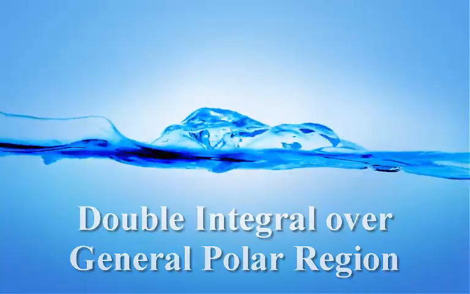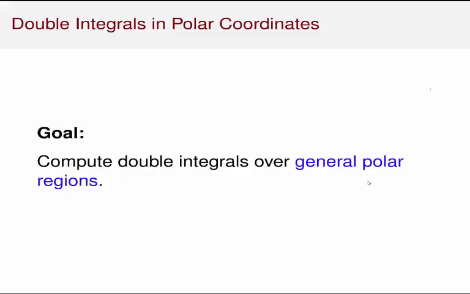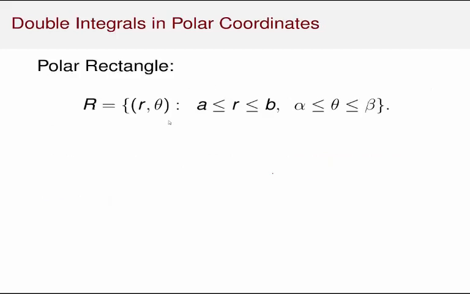In this video, I want to introduce general polar regions and show you how to compute double integrals over such regions. Suppose we have a polar rectangle R, whose polar coordinates are both bounded by constants. How can we extend this to a more general region?